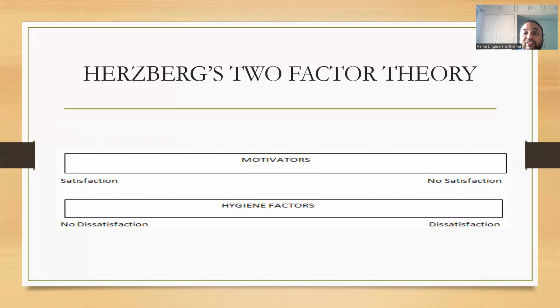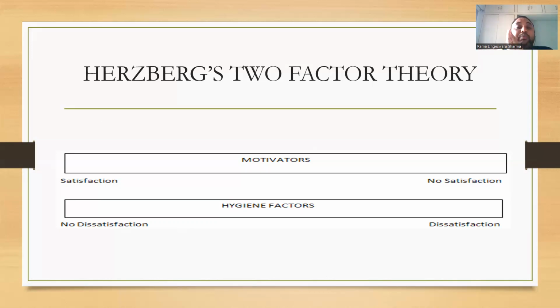See here, hygiene factors, which are at the lower level of the diagram. Hygiene factors, no dissatisfaction and dissatisfaction. So if hygiene factors are not properly given, it leads to dissatisfaction. But if they are properly given, that leads to no dissatisfaction. But you cannot say once the dissatisfaction is taken care of, then satisfaction is obtained. No. First, the dissatisfaction should be eliminated, and then you come to the stage of no dissatisfaction. Then comes motivators. From no satisfaction phase to the satisfaction phase, motivators will take care of.